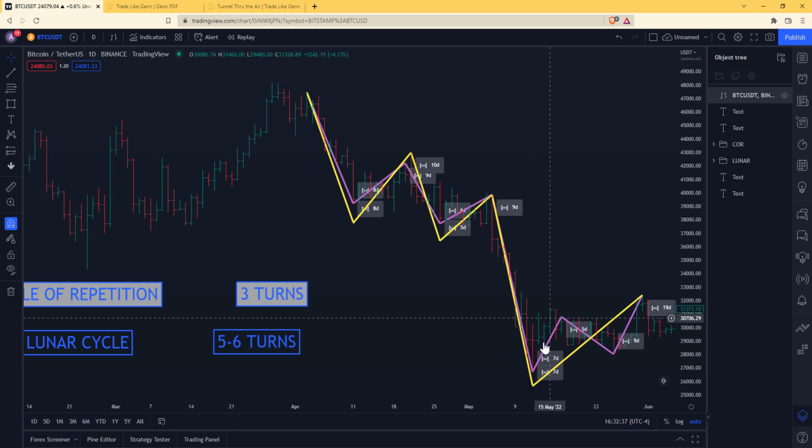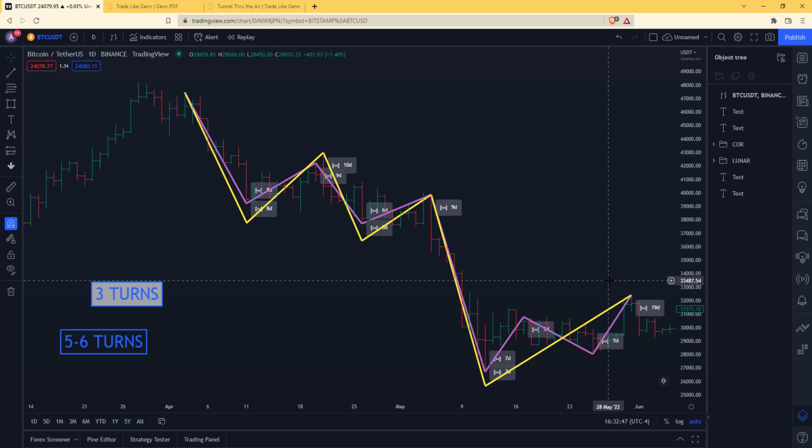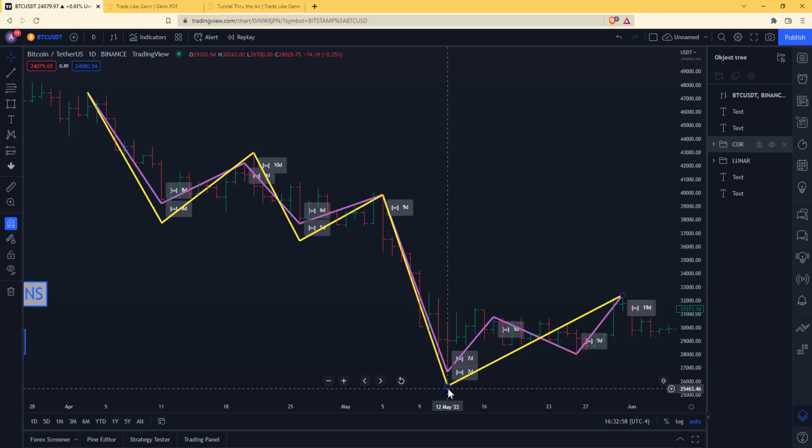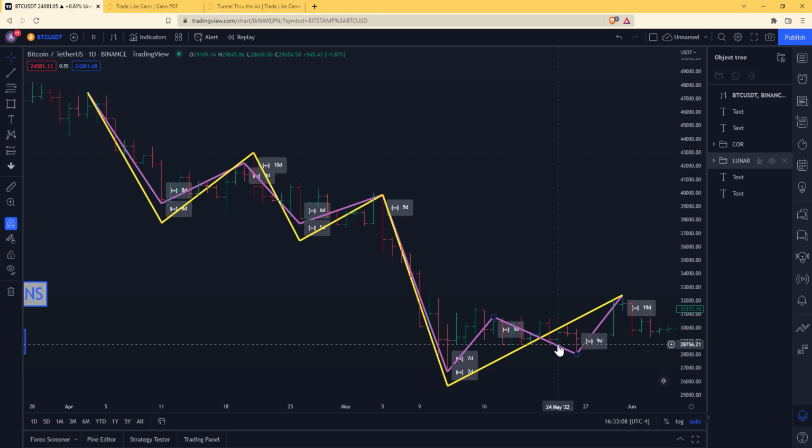We have 1 2 3 4. We have 4 pivots here for the lunar cycle, whereas we have only 2 pivots for the COR. If I had to give you a very good example, this would be it. Why? You can see the COR pivoted low here, then it goes to a high turn roughly around 31st May of 2022. But see, the lunar cycle is pivoting high and low, and the price action of the market is also choppy.